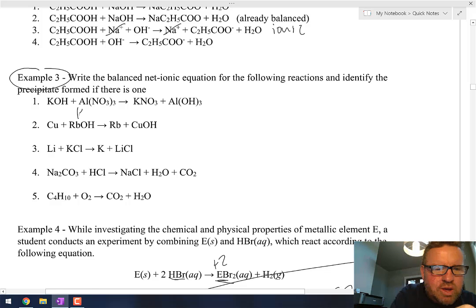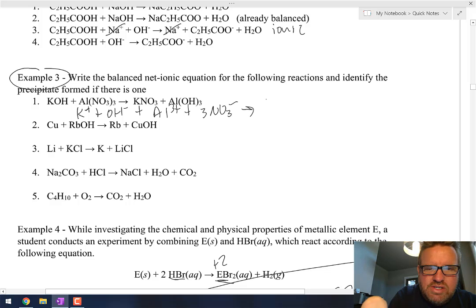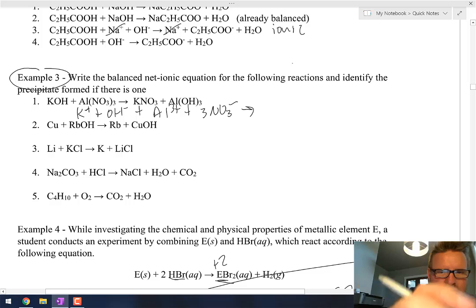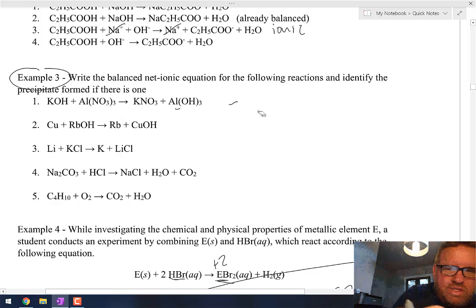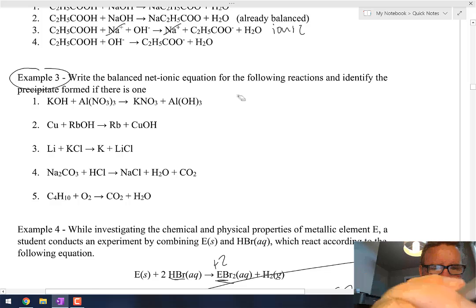So on this one, K plus OH minus, Al3 plus 3 NO3 minuses is going to make, oh, you know what? I didn't balance it. Dang it. I should have stopped, huh? Let's start again here. So first thing you want to do is balance it. 1 potassium, 3 hydroxides. Put a 3 there for the potassiums. 1 aluminum, 3 nitrates.